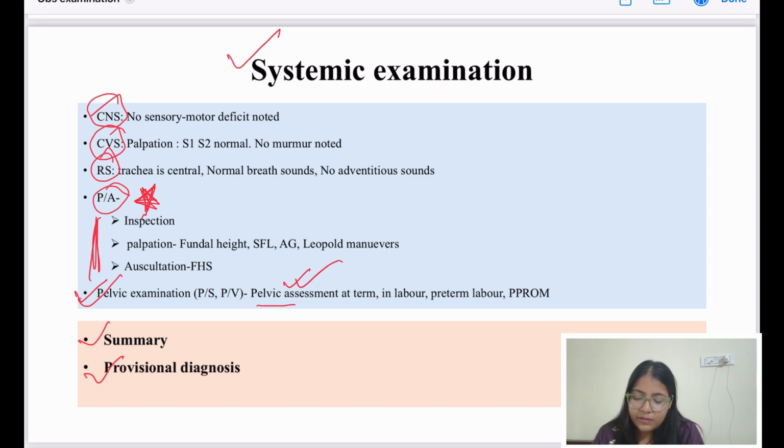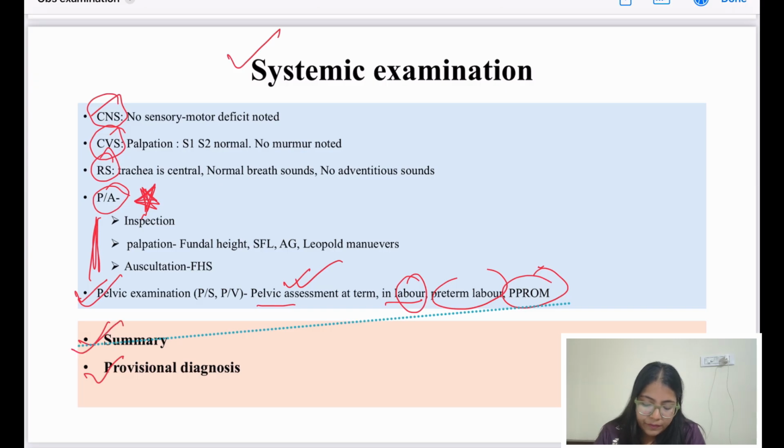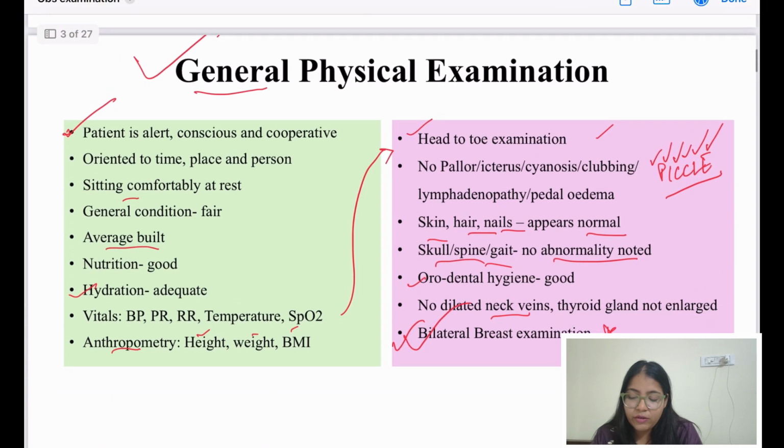So for pelvic assessment at term, when the patient is in labor or preterm labor, or she presents with leaking PV, PROM or PPROM. And then after the examination part, you write the summary and provisional diagnosis. So this completes your obstetric examination along with summary and provisional diagnosis.